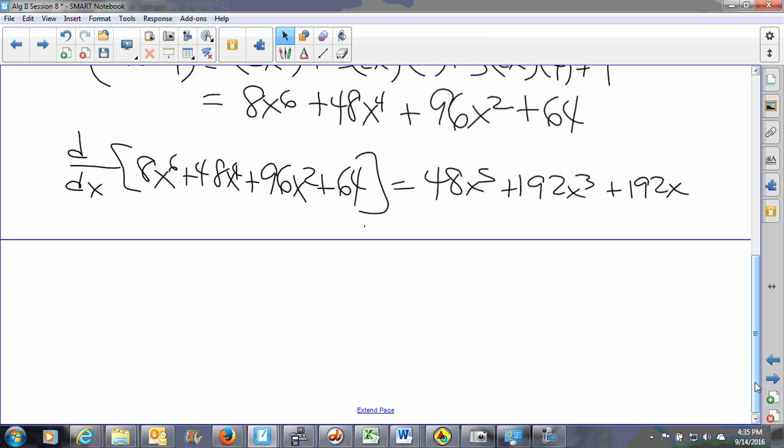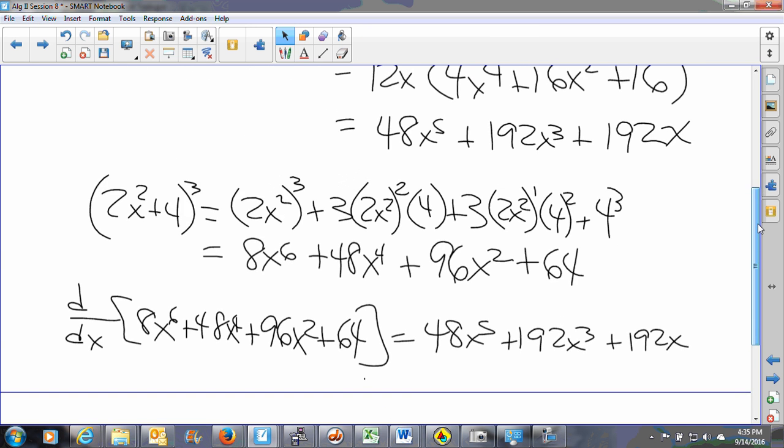Now let's look back. I don't really remember exactly what it was. Oh, look at that. 48x to the 5th plus 192x cubed plus 192x. As the Spaniards would say, lo igual.